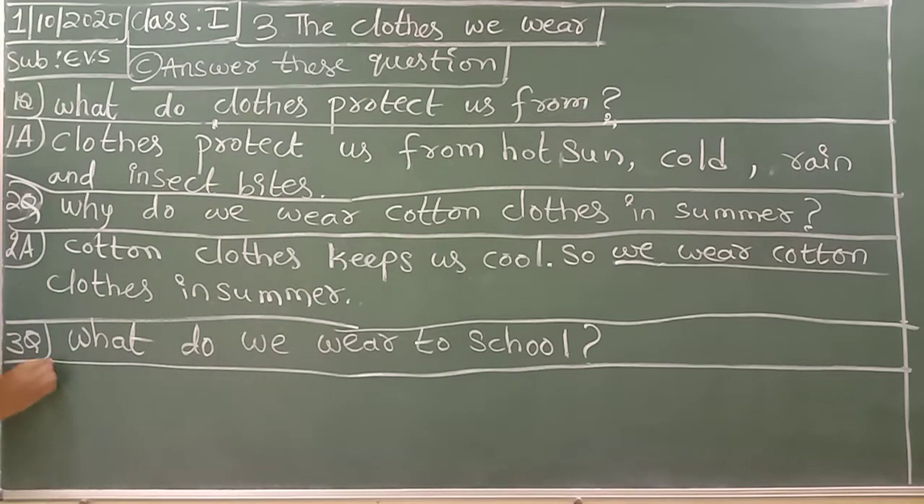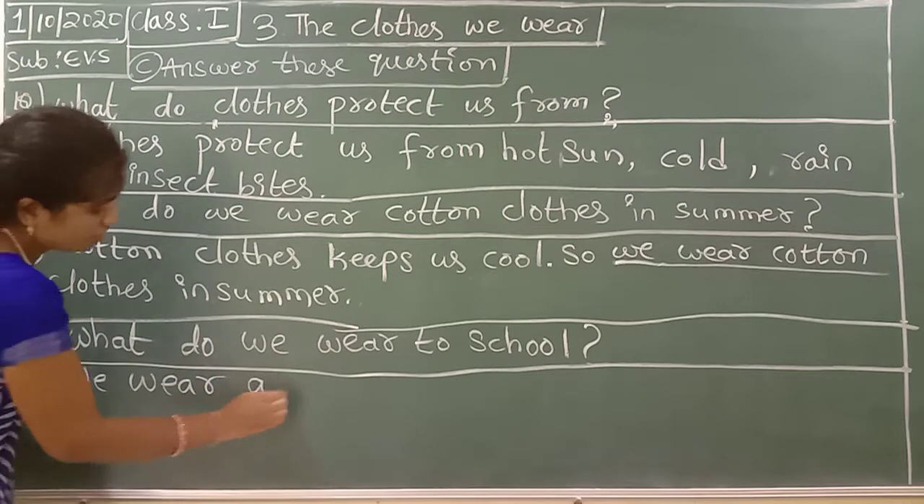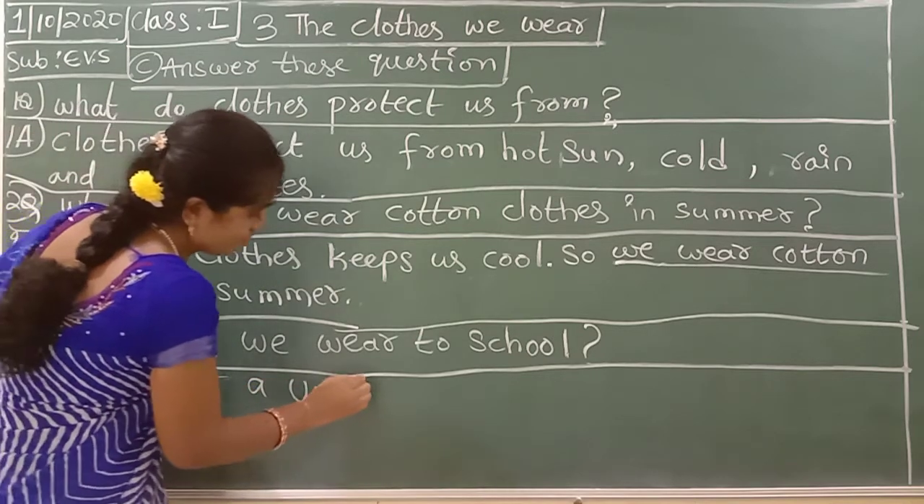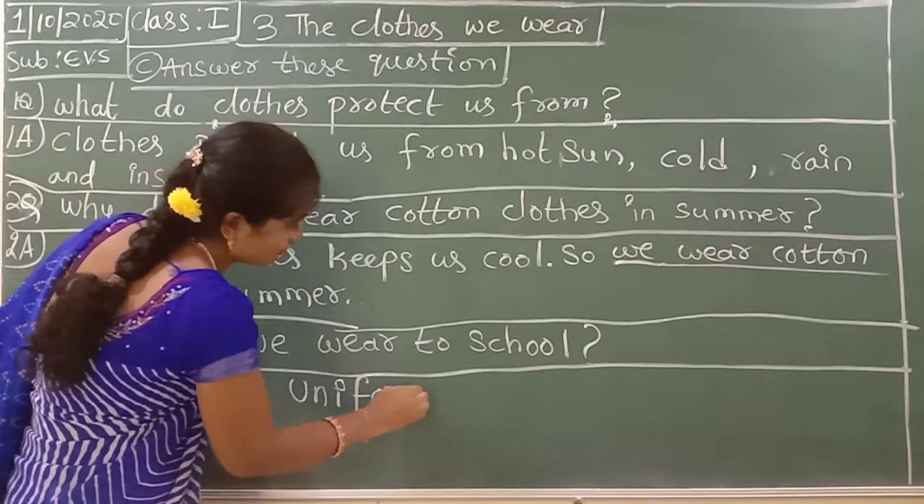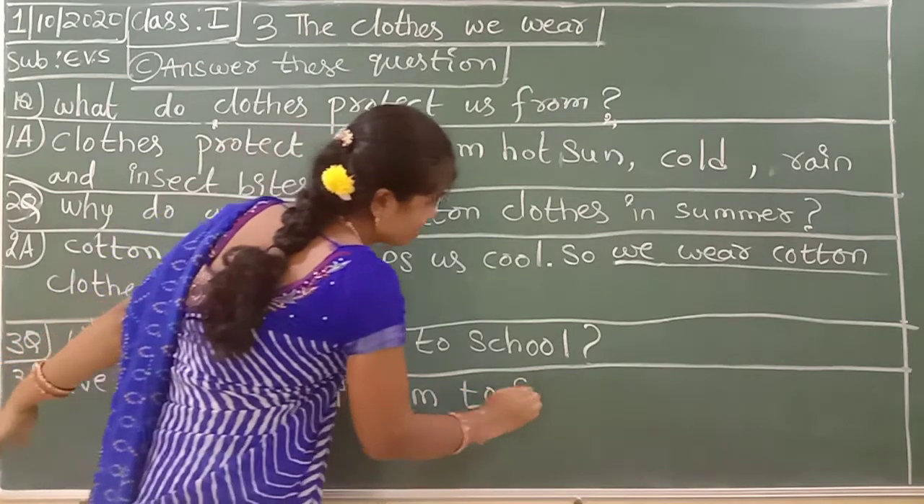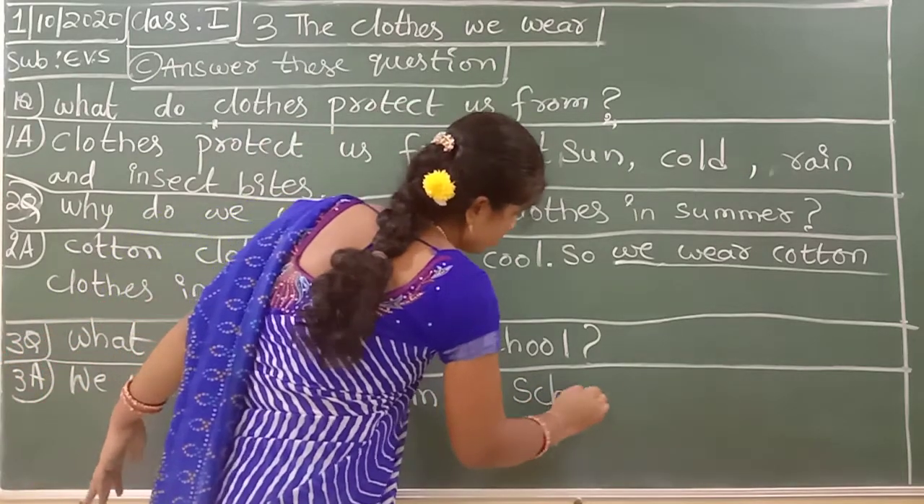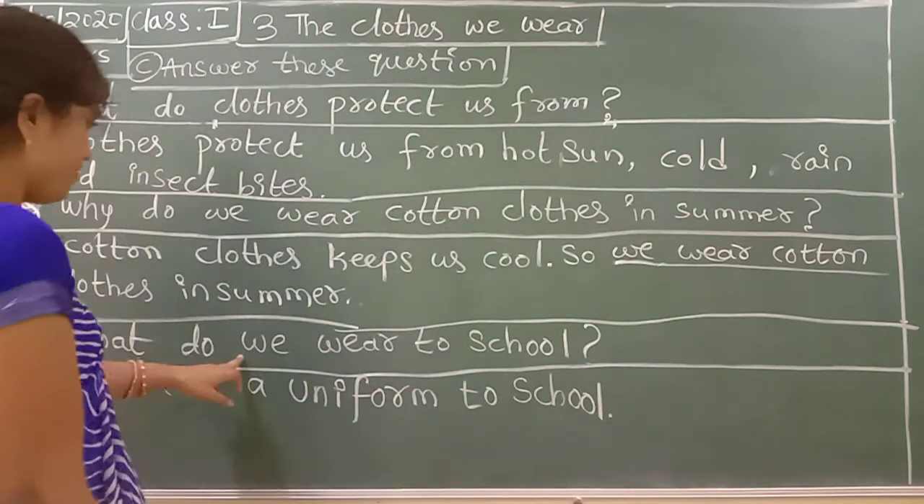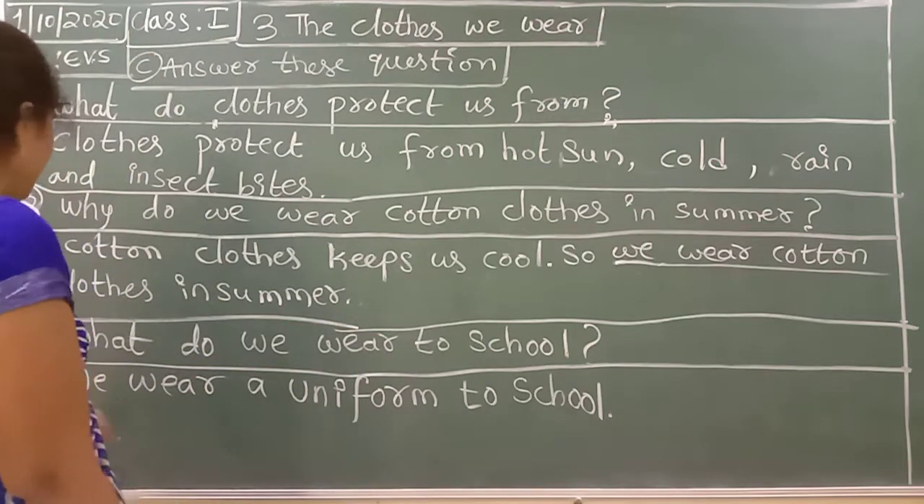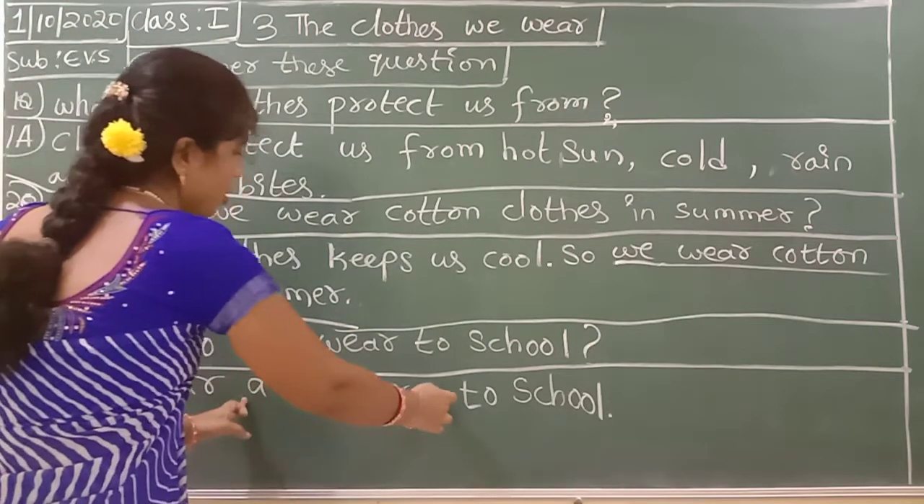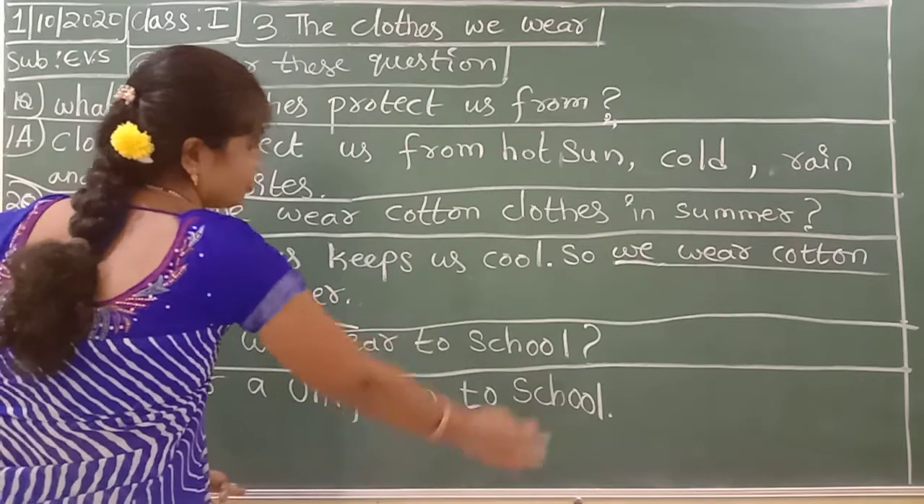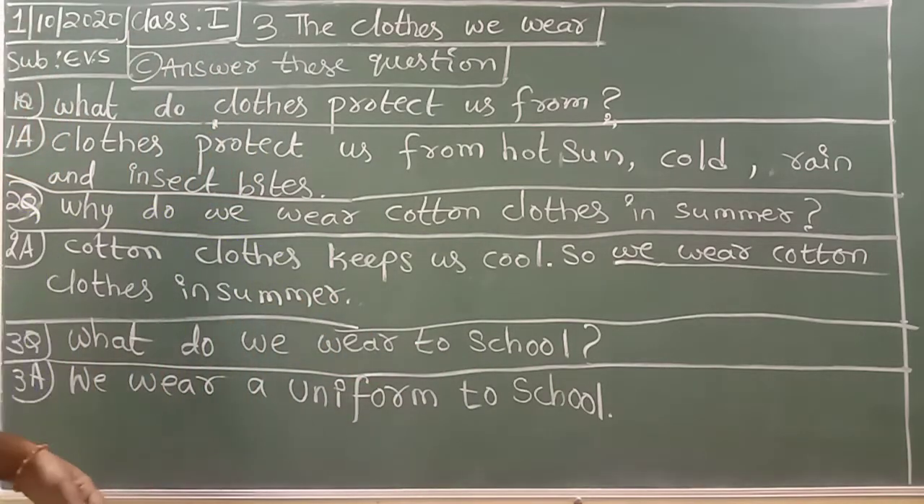Third answer. We wear a uniform. Uniform to school. Very small answer, no? Yes. We wear to school. So we wear a uniform. You have to write in the middle as well as you have to write to school. Okay, children. We wear a uniform to school. Very easy, no?